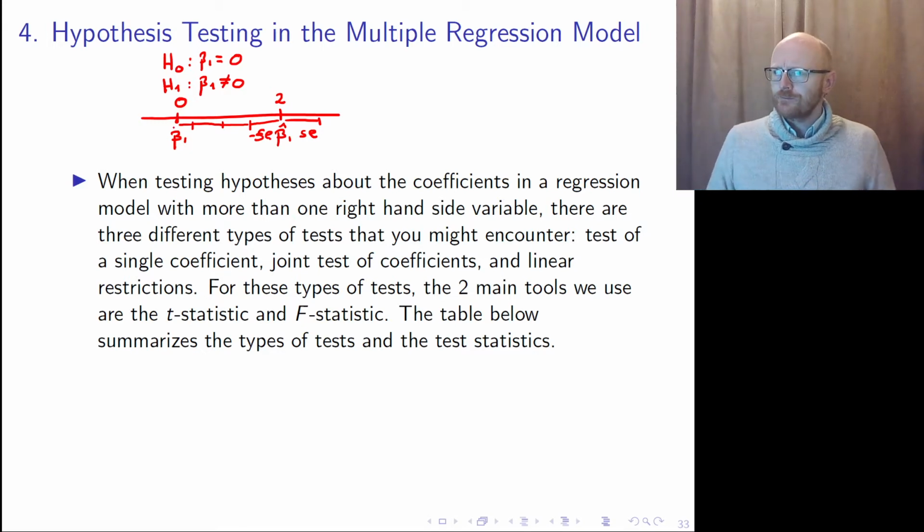But when testing hypotheses about the coefficients in a regression model with more than one right-hand side variable, there are actually 3 kinds of tests that we might encounter. That would be the test of a single coefficient, a joint test of coefficients, and a linear restriction test. And the 2 main tools we are using are the t statistic and the f statistic, right?